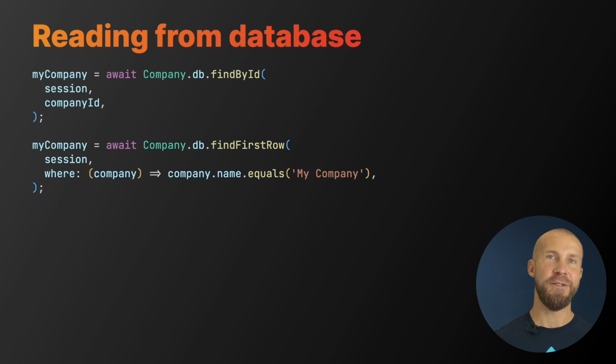In the findFirstRow method, the where parameter is a typed expression builder. The builder's parameter, named company in this example, contains a table description which gives access to the table's columns. Here, we find the first row where the company's name matches the string "my company". We use a builder method to construct the queries because it allows the complete expressions to be type safe. So you can use your editor's autocomplete to find the column names of your table.